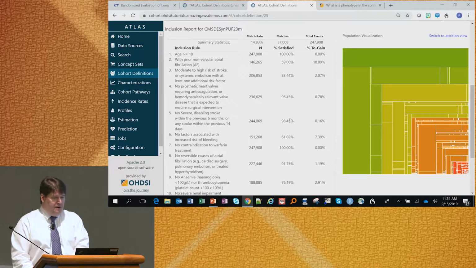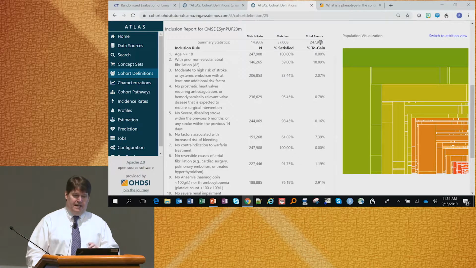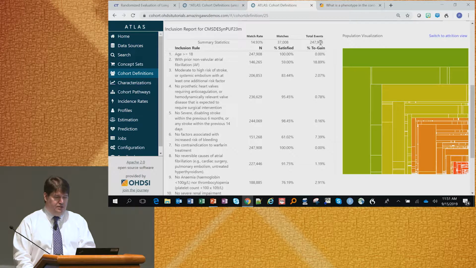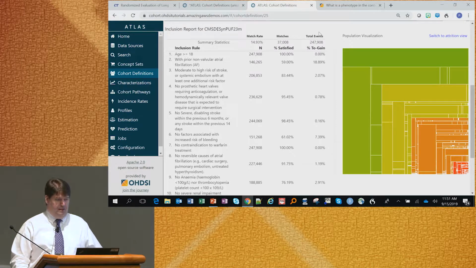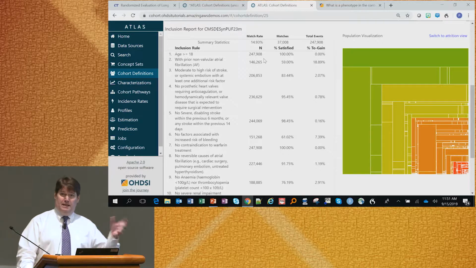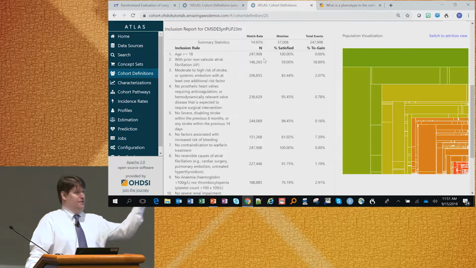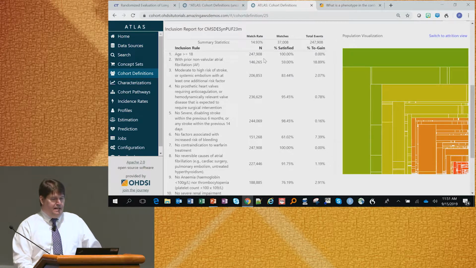So at the very top, we had 247,000. See these total events? We had 247,908 warfarin exposures, okay? Apparently, because we have 247,908 people greater than or equal to 18, everybody in the data who got warfarin was greater than 18. Okay, that's cool. But then you can see how not everybody had AFib. Not everybody had the prior AFib. Only 59% of those warfarin exposures would have qualified for the criteria of prior AFib, et cetera, et cetera.